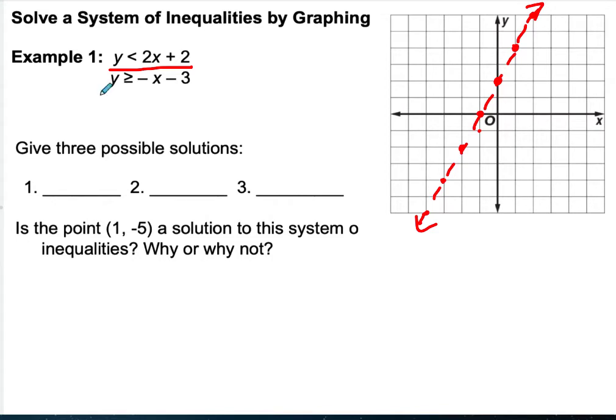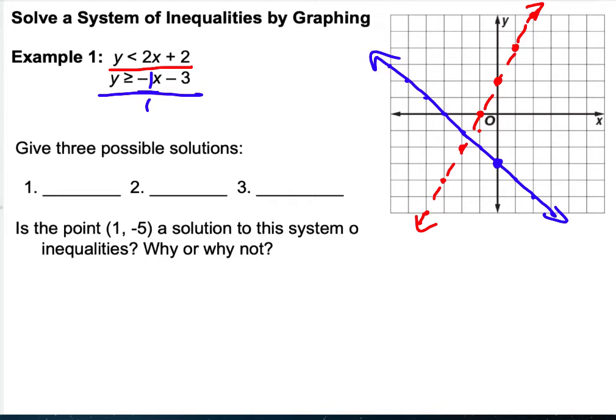Now I'm going to graph my second one, and I'm going to save the shading for a moment just because I'm doing two lines at once. Sometimes it's easier to draw the lines first and then come back and do the shading second. So y is greater than or equal to negative x minus 3. I've got a y-intercept of negative 3. Negative x means negative 1, or negative 1 over 1 for slope. So I'm going down 1 over 1, or up 1, back 1. And it was greater than or equal to, so I'm going to go ahead and use a solid line.